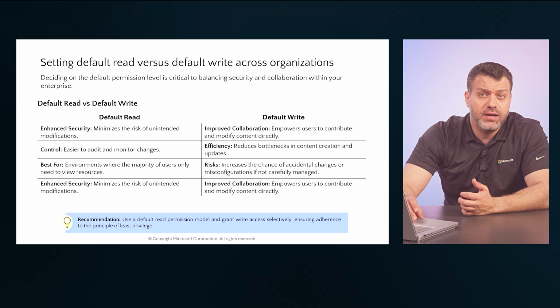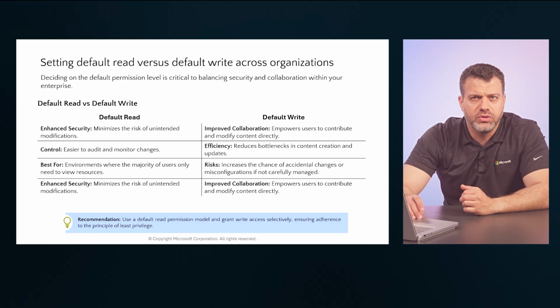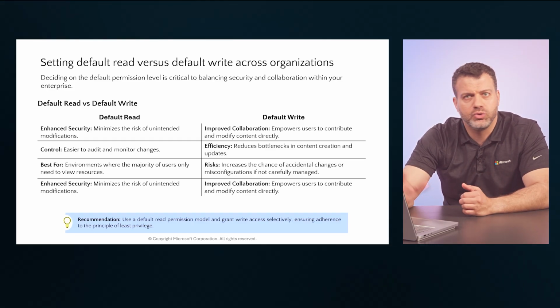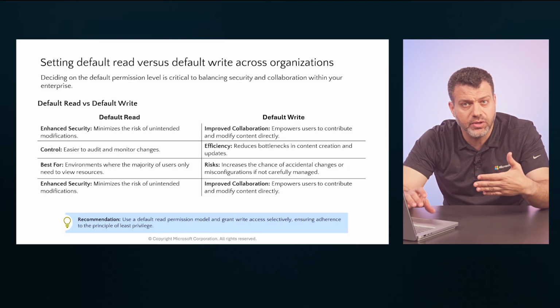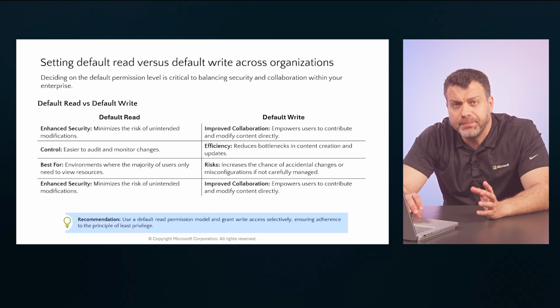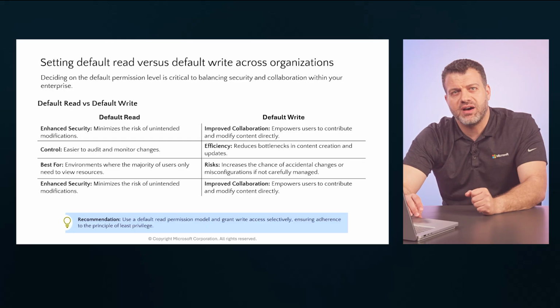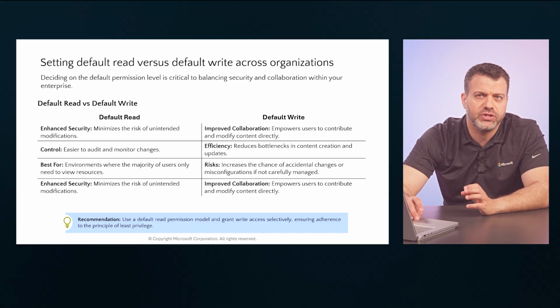A default write model allows you to contribute immediately. As soon as you join the team, you're able to start contributing. So it improves collaboration and reduces those bottlenecks of waiting until you get the right permission. This simplifies onboarding, but increases the risk of accidental changes or misconfiguration.